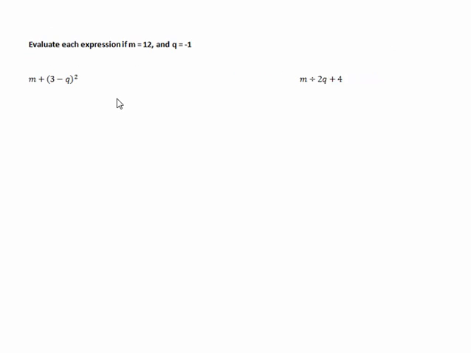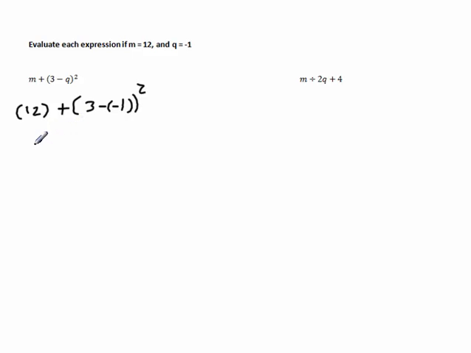So we want to replace each letter here. Each letter, we have M and Q, and then we're going to apply the order of operations. Well, M is 12, Q is negative 1. So I'm going to take M out, and put my 12 in there. Notice how I replaced M with parentheses, and inside the parentheses I put my number. I replaced Q with parentheses, and inside those parentheses I put my number.